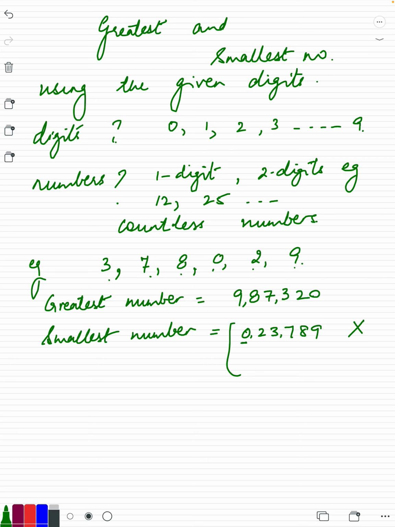That means there is nothing. So, what is the number? How will you read this number? It will be 23,789. So it is wrong. What we do, we interchange these two digits. So the correct answer will be 203789. Understand this? This point is very crucial.